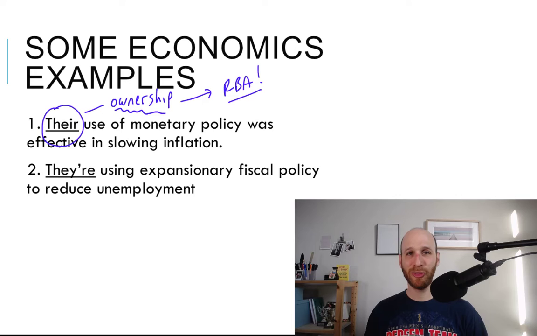The next point here is they're using expansionary fiscal policy to reduce unemployment. So here we're using the contraction, they are using expansionary fiscal policy to reduce unemployment. Here, this might be a little bit too informal when we're talking about economics, but when we're speaking, it's quite acceptable to say they're using expansionary fiscal policy instead of saying the federal government is using expansionary fiscal policy.